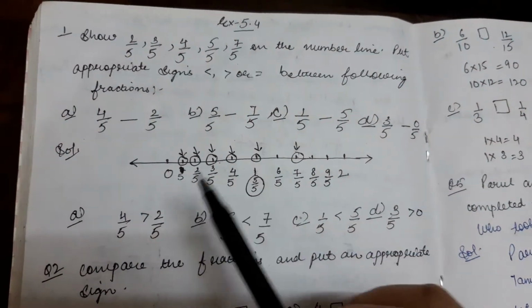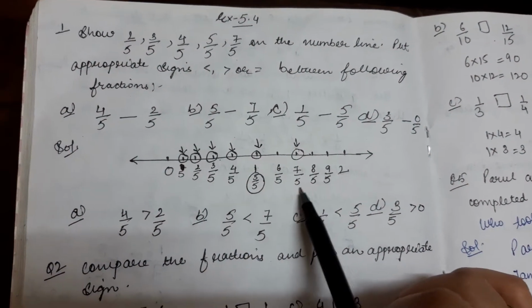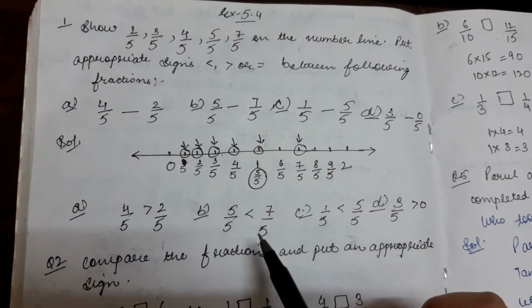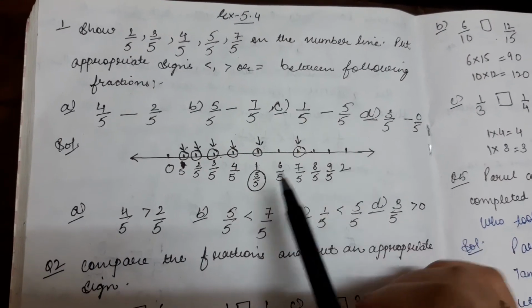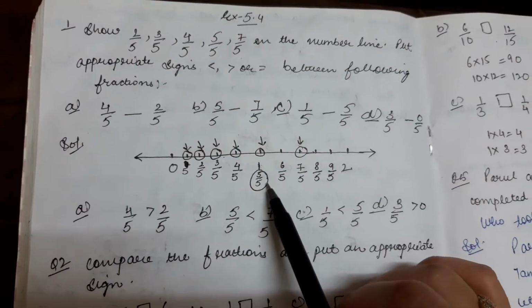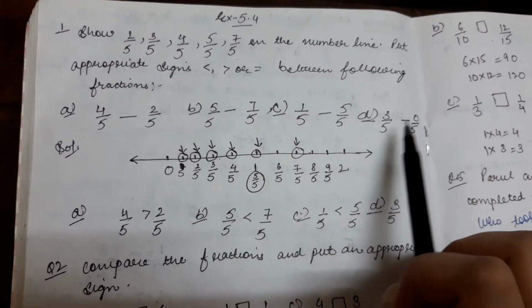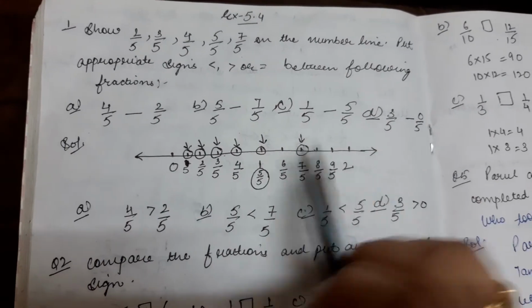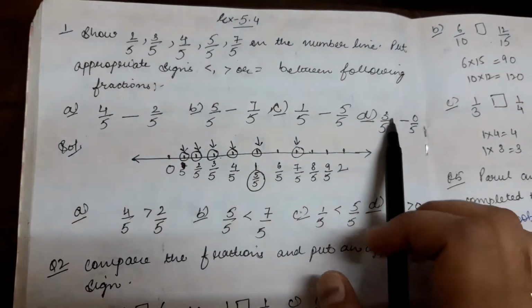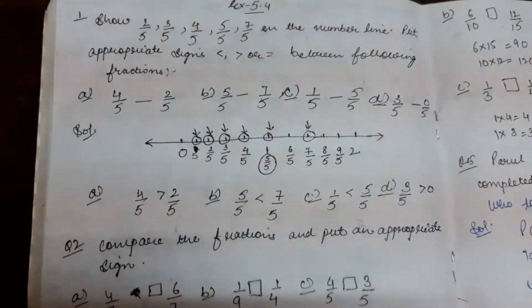Similarly, 5 by 5 and 7 by 5. 5 by 5 is here and 7 by 5 is here. So clearly 7 by 5 is greater than 5 by 5. 1 by 5 and 5 by 5. 1 by 5 is here and 5 by 5 is here. So clearly 5 by 5 is greater. Next, 3 by 5 and 0 by 5. 0 by 5 means 0 only. So 3 by 5 is here and 0 is here. Clearly 3 by 5 is greater than 0.